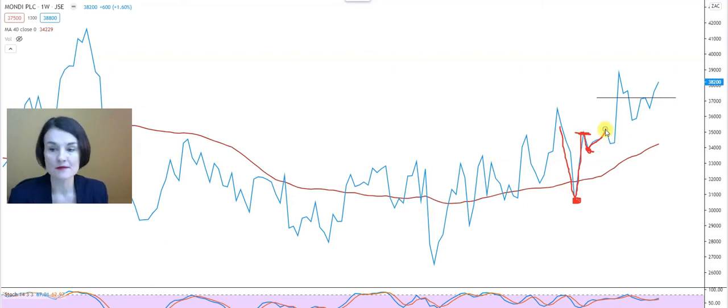So we can see Mondi pulled back again. Again, that support was a little bit higher than this support. And once that resistance was changed into a support, the next higher low was confirmed. Again, a pullback. There we see lower highs.